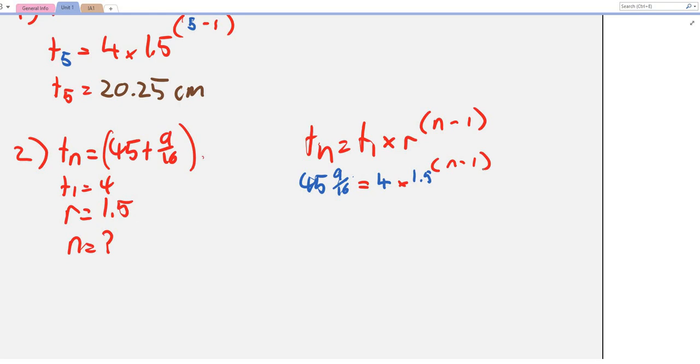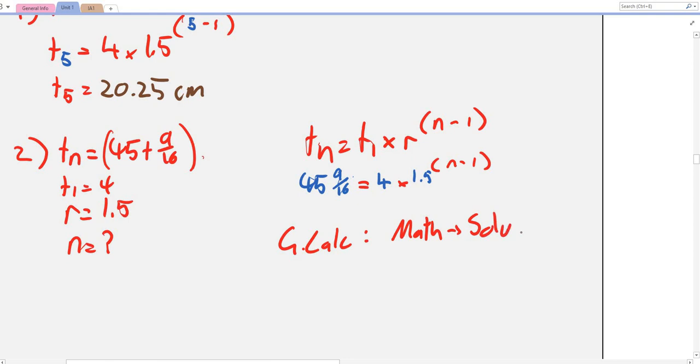My graphics calculator has disappeared. But what I want you to do is, in your graphics calculator, go to that numerical solver. So math, solver, y1 equals 45 and 9/16. y2 equals 4 times 1.5 to the x minus 1. And then solve. Numeric solver. I'll get my calculator up and show you on mine as well.